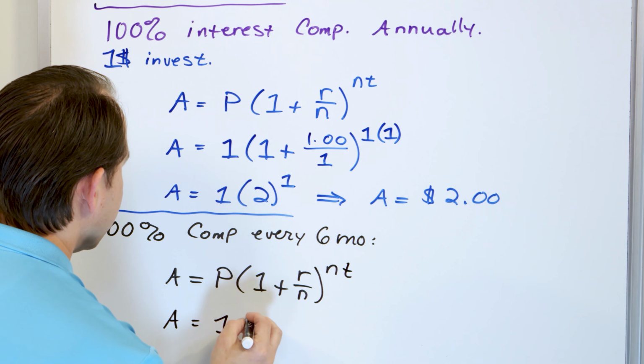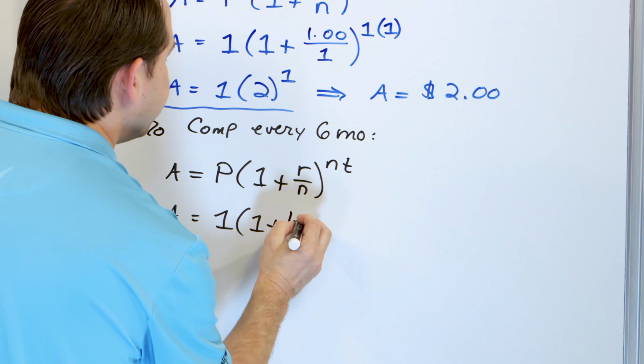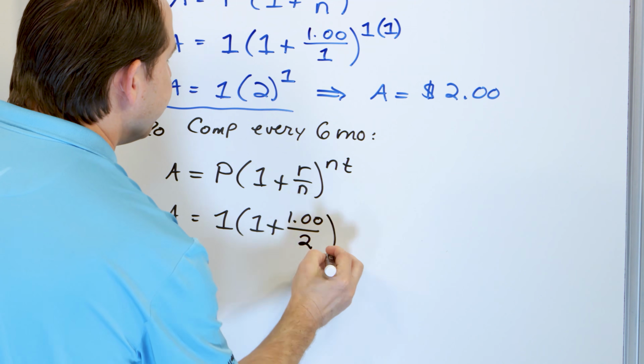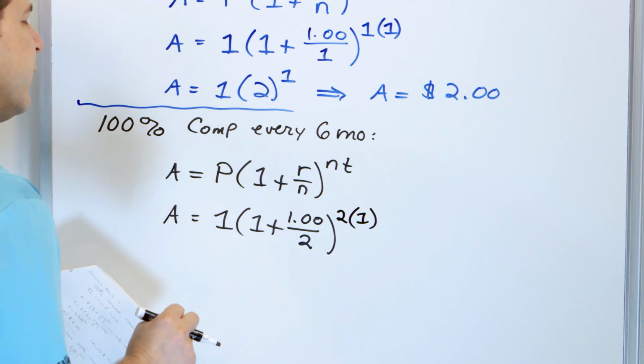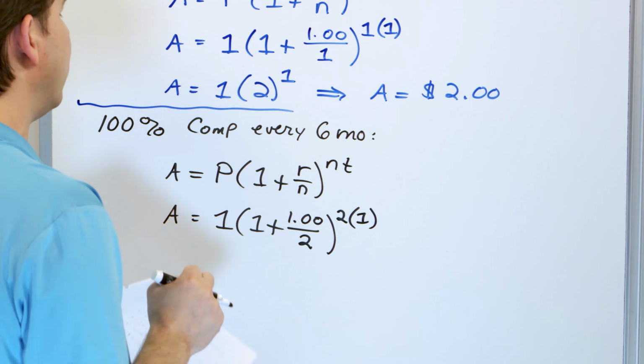I'm investing $1. My interest rate is still 100%. I have to move the decimal, so I'll put 1.00, but I'm compounding 2 times per year, right? Put a 2 there. And then it's going to be 2 times per year here. I'm looking 1 year in the future. I just want to find out how much money I get if I compound it twice a year instead of once a year. Again, I'm looking over a 1 year period.